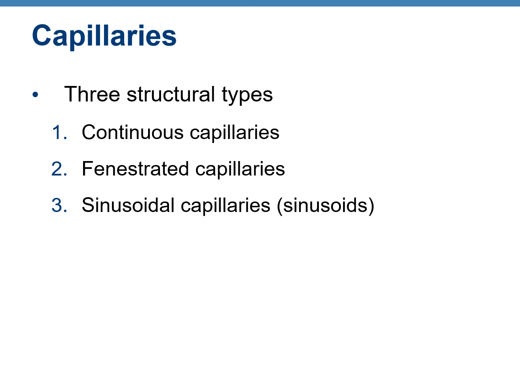We have three structural types of capillaries. We have continuous capillaries, fenestrated, and sinusoidal, or we call them sinusoids. So three types of capillaries.